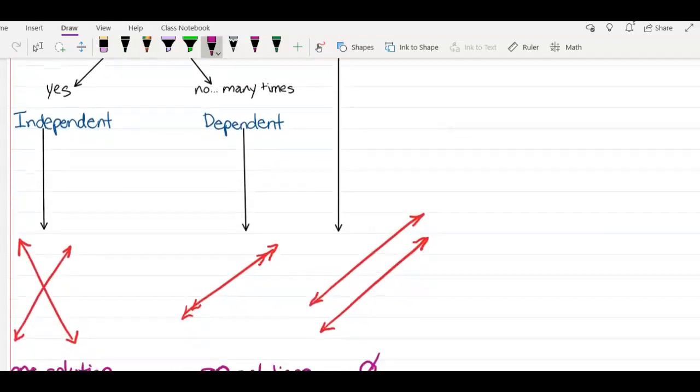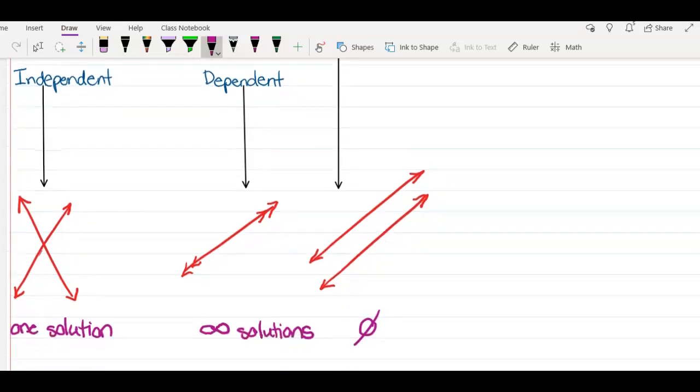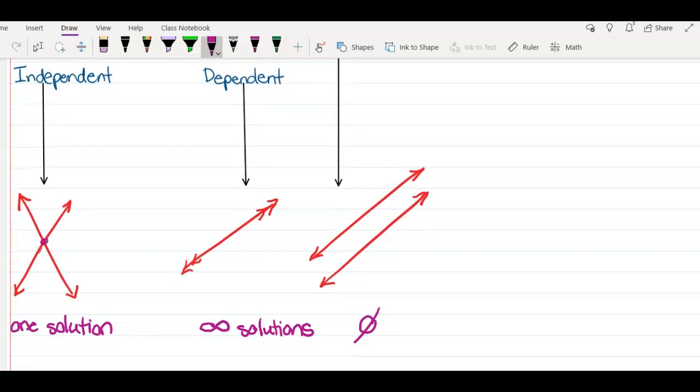And this is what it looks like visually. If you look at the graph of a system of equations and it intersects, it's two lines that intersect. They have one solution right here. That's the only spot they intersect, one solution. This is a consistent, independent system.